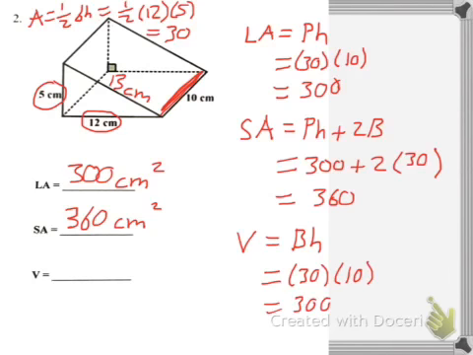Okay, once again, these two numbers match up. The lateral area and the volume are both 300 on this problem. That will not always be true. So make sure you don't just assume that the lateral area and the volume will always be the same. All right, that's it for the surface area and volume of prisms.